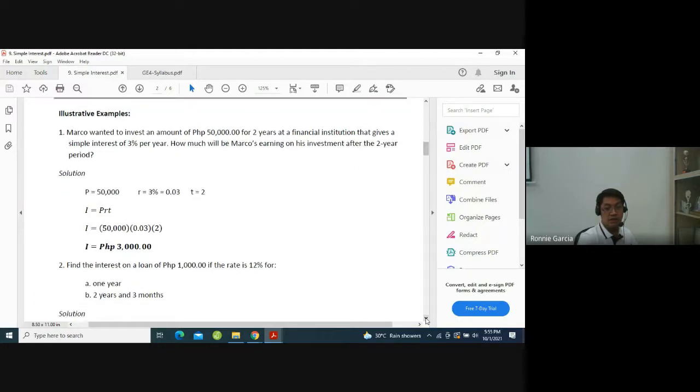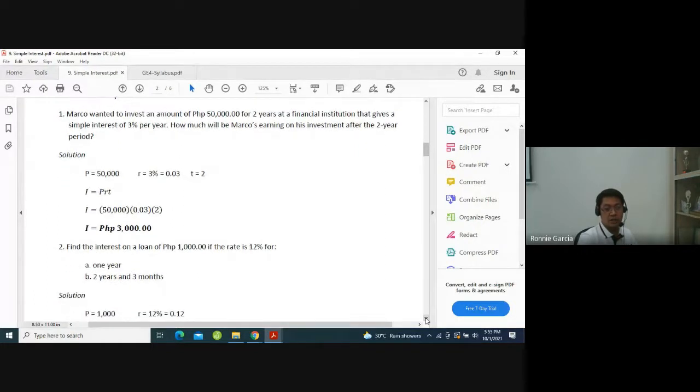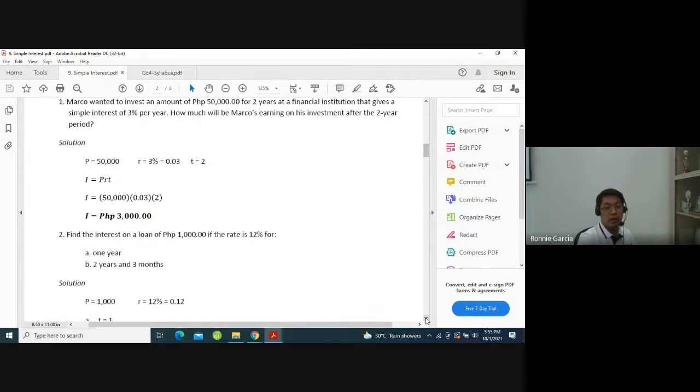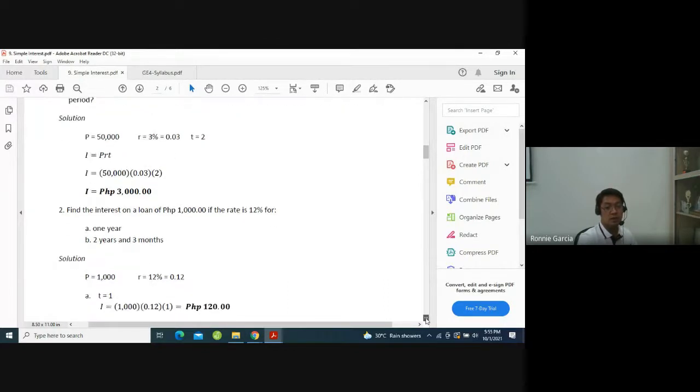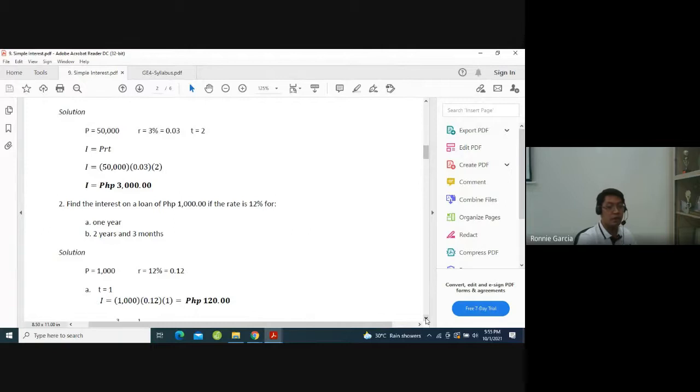For letter A, P is 1,000. The rate is 12%, which is equal to 0.12 when transformed into decimal, and you just multiply by 1 because T is equal to 1. So PRT, we have 1,000 times 0.12 times 1 is 120 pesos. So the interest for 1 year is 120 pesos only.